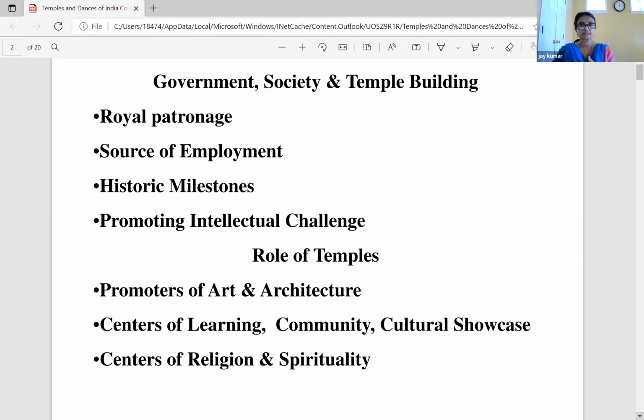And of course, you can tell by looking at the previous picture that it is a huge structure. So it is one of the historic milestones that we have. Next, please.